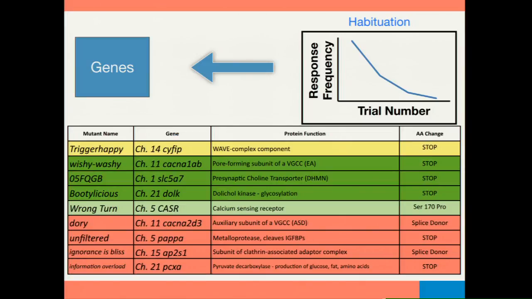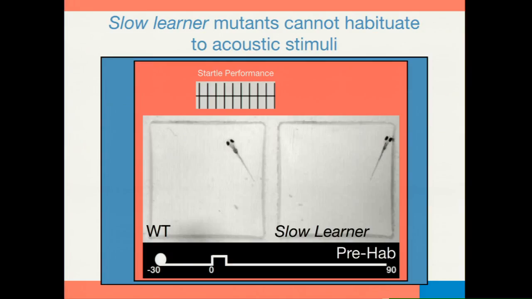So this is just a list of the mutants that we've mapped. So there's even more than this. And in pink are the mutants that have been mapped that have habituation phenotypes. But I'm not going to tell you about any of those today. I'm going to tell you about my mutant. So my mutant is called slow learner. And slow learner mutants, hence the name, cannot habituate to acoustic stimuli.